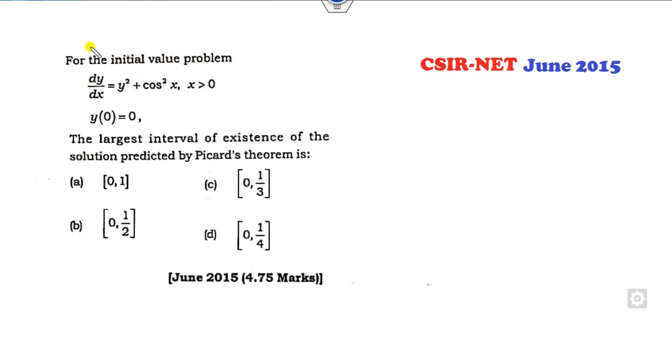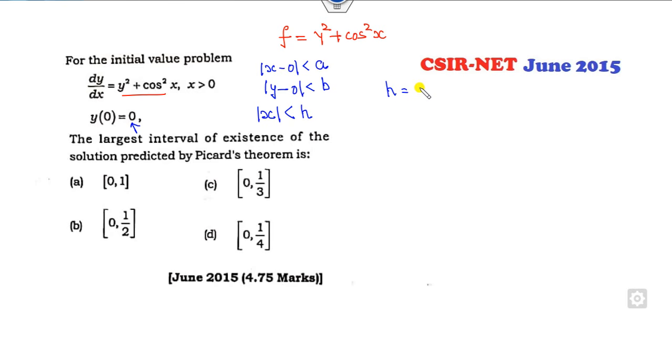Look at this another one. The initial value problem, the largest interval for the existence of this. So they are talking about the interval. Okay, f is y square plus cos square x. Initial condition is here. So |x − 0| is less than a, |y − 0| is less than b. My solution will exist around h, where h is the minimum of a, b over M.